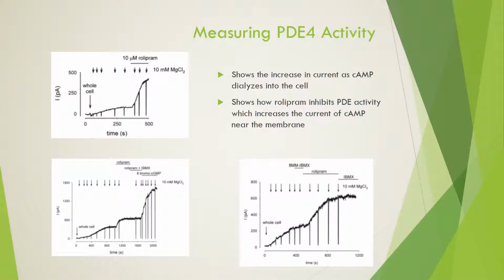brought near the membrane. And then in this final graph, it is a similar thing that just shows that 8-MM-IBMX doesn't really create a huge increase in the current of the cell membrane that is measured by these patch clamps. And then rolipram adds a large increase. And then IBMX at the end has little to no influx of current, increasing current.